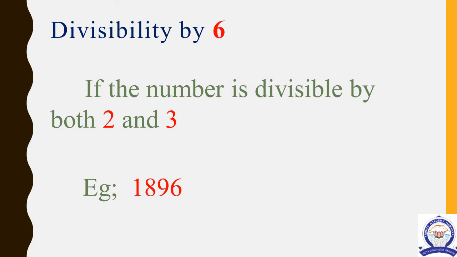Next, rule of 3, that is sum of the digits is divisible by 3. So in this example, 1896. You add all the 4 digits. 1 plus 8 is 9. 9 plus 9 is 18. 18 plus 6 is 24. So 24 is divisible by 3.